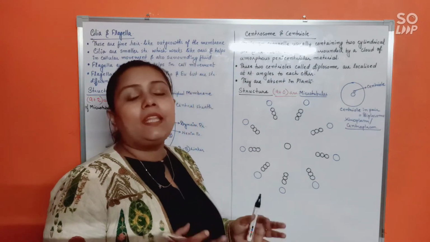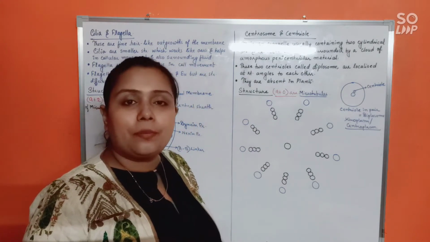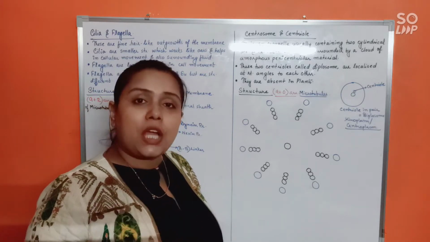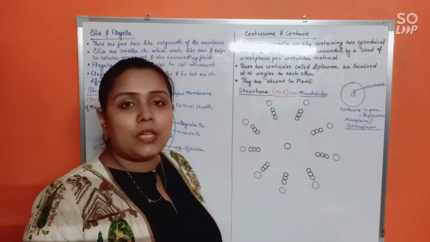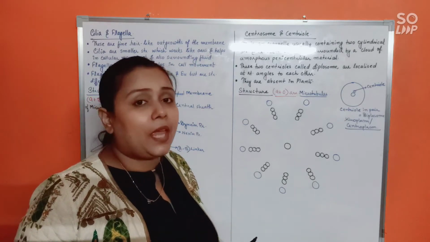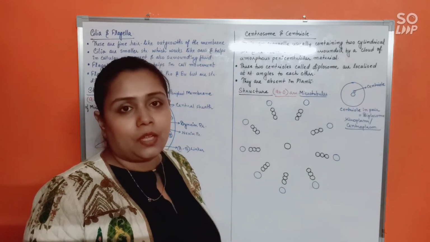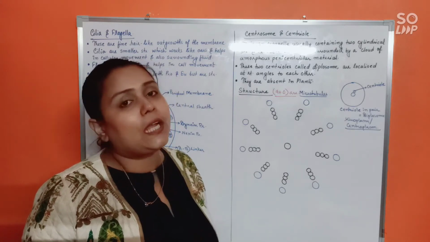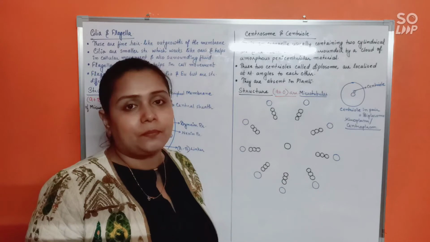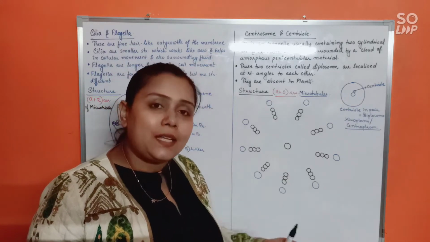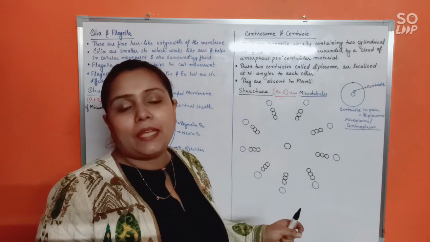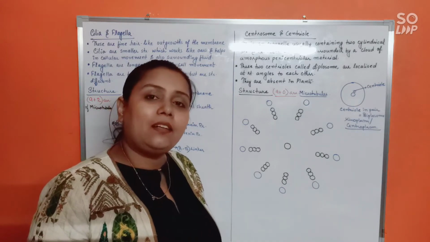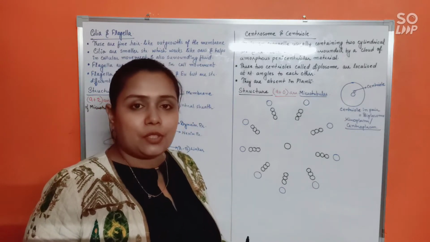Understood? In the animal cell, near the nucleus remains two circular structures which are going to be known individually as the centrioles. In pair we call them diplosome, and they remain suspended in the amorphous part of the cytoplasm called kinoplasm or centroplasm. So diplosome plus kinoplasm together makes up centrosome. Is that clear? All of you have understood this?